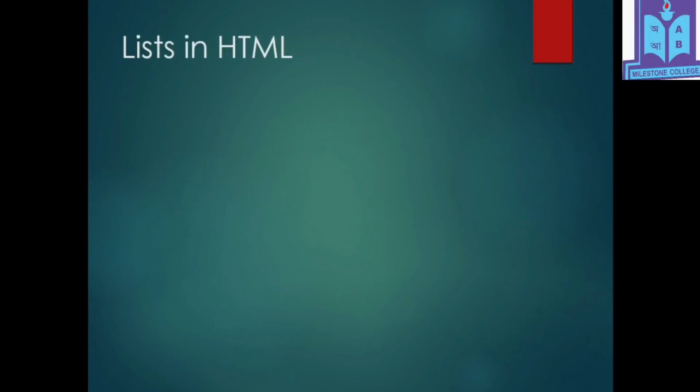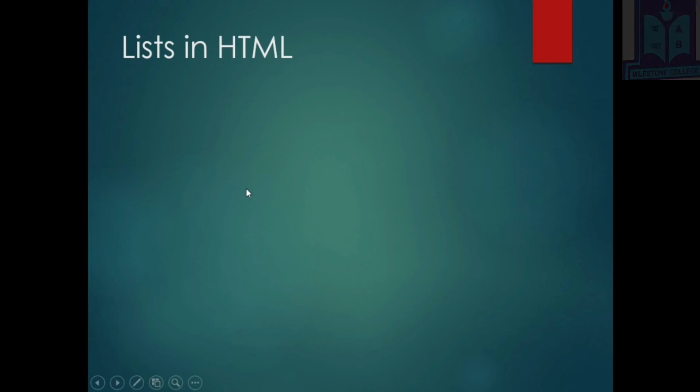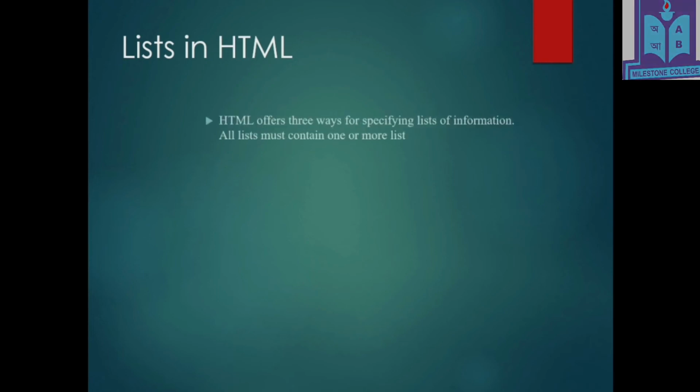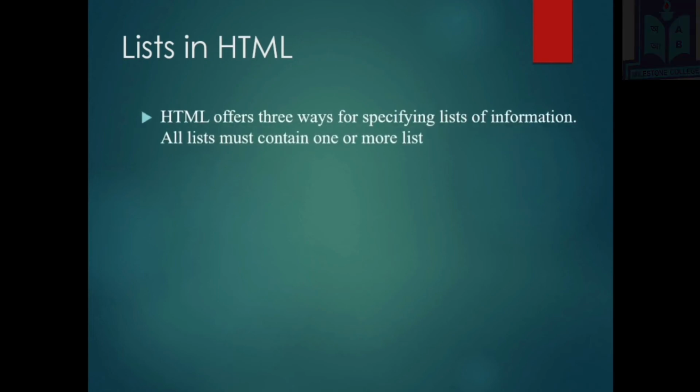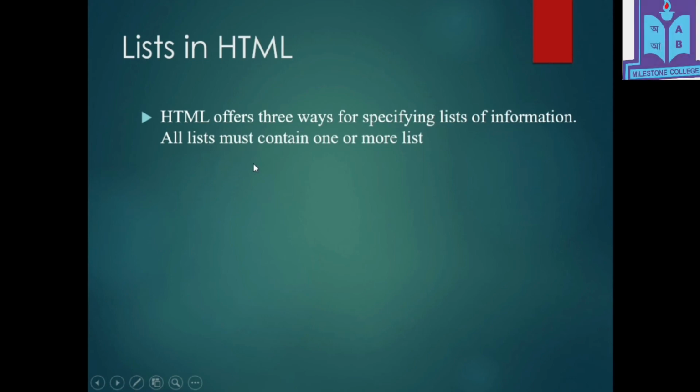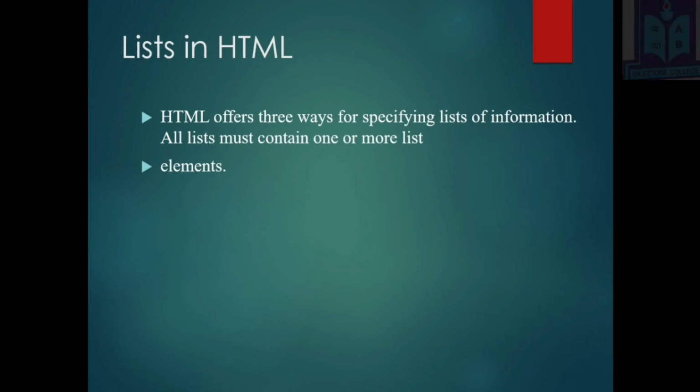Lists in HTML. At this part I am going to tell you the basics, how many lists or what types of lists we have. First, the basics. HTML offers three ways of specifying a list of information. All lists must contain one or more list elements.